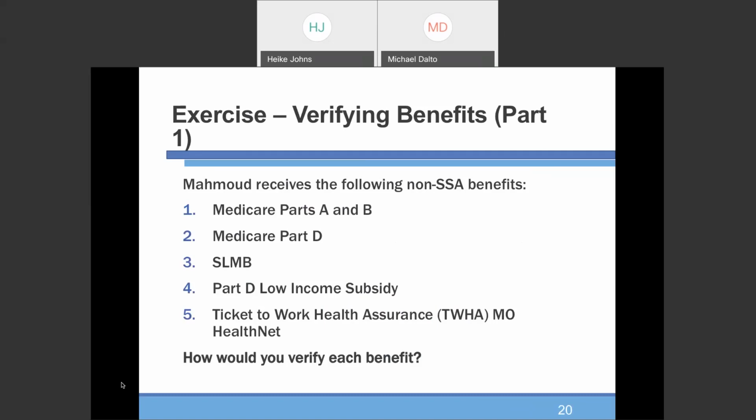So you can go ahead and pause the webinar here, look at your chart to see how to verify each of Mahmoud's benefits, and then return to the webinar with your answer.